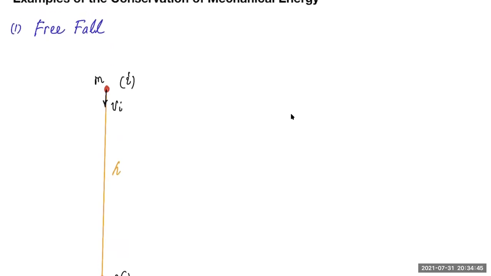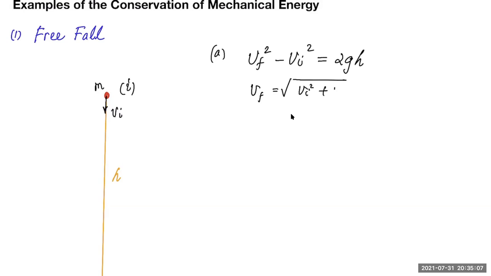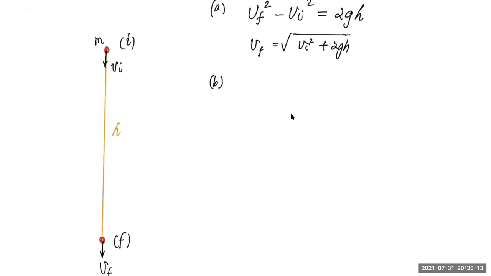Now, you'll recall that we did this first in chapter 2, because it's a uniformly accelerated motion, so we have method A: v final squared minus v initial squared equal to 2a delta x. a is g, delta x is just h, so you get v final equals the square root of v initial squared plus 2gh, a very familiar result, right?